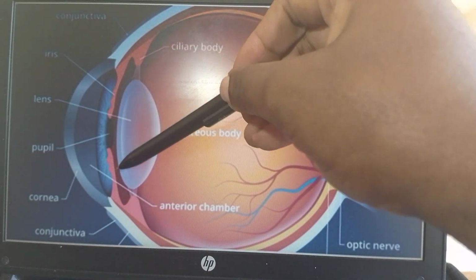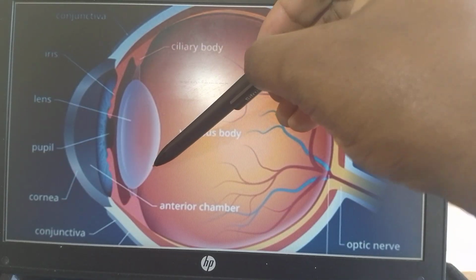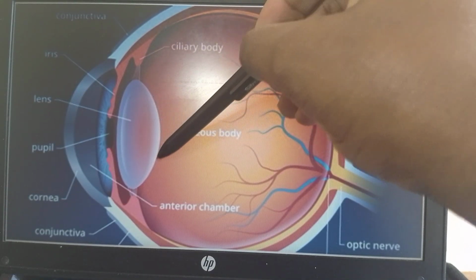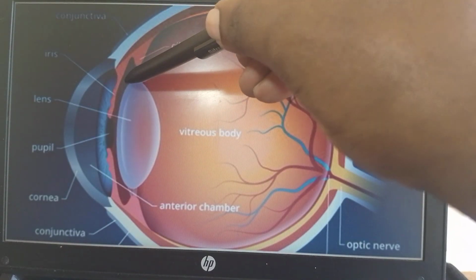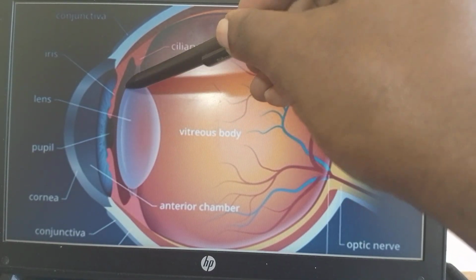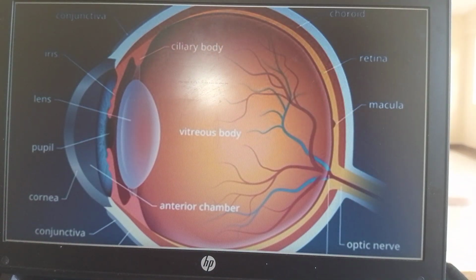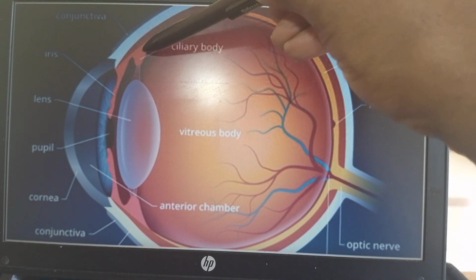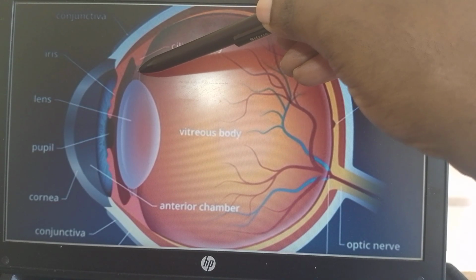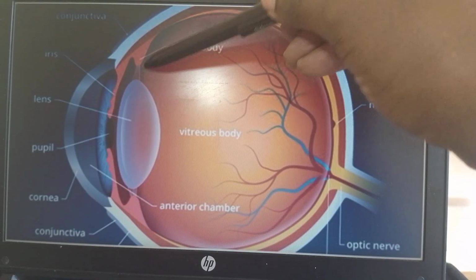Remember to note that the posterior aspect of the lens is more convex compared to the anterior aspect of the lens. What you are seeing here is the ciliary body, and what you are seeing here is the suspensory ligaments.